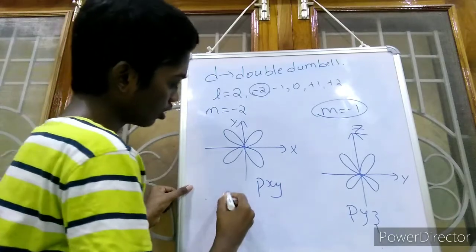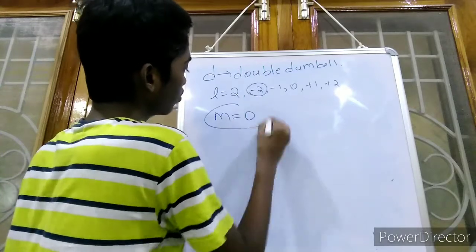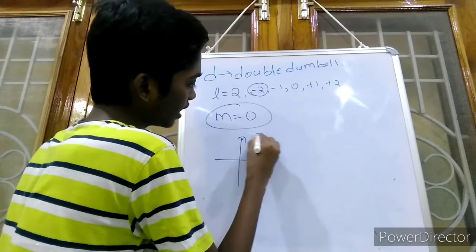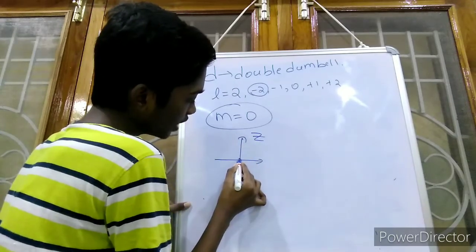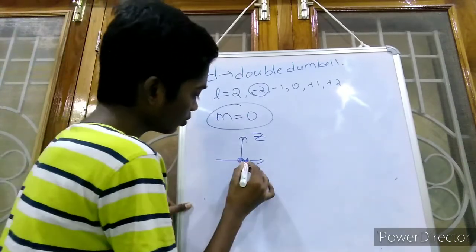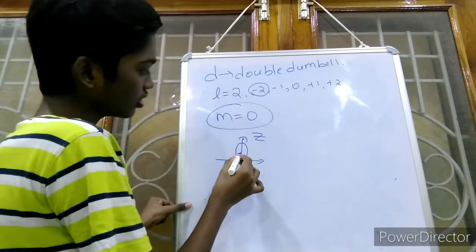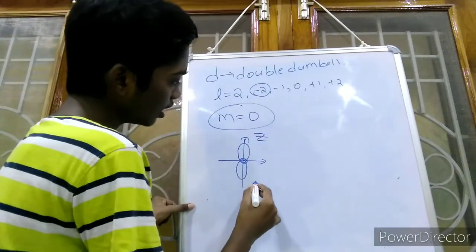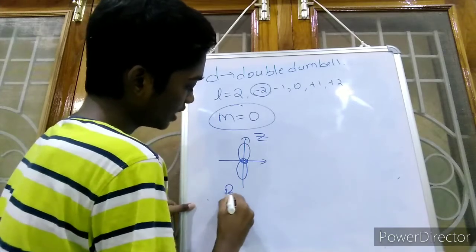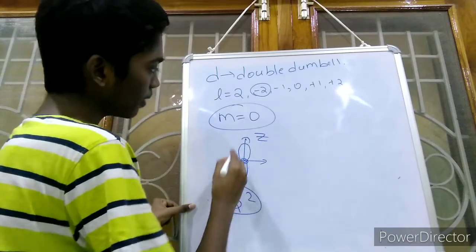Now let us look at the structure for m value 0. If the m value is 0, we have to take only the z-axis and we have to draw some spheres inside. We can draw 2 to 3 small circles or spheres and we can draw dumbbells like this. Now this is the structure for m value 0 and we can represent the structure by pz square.